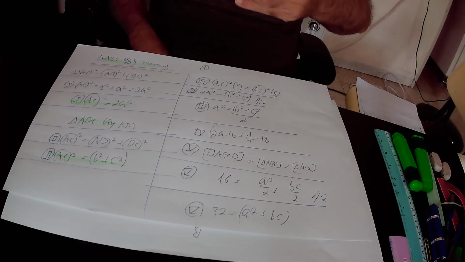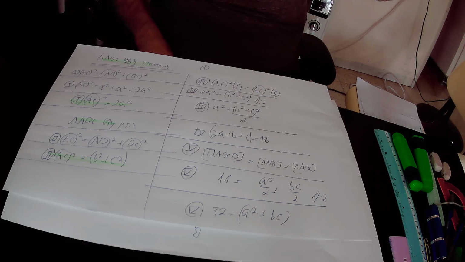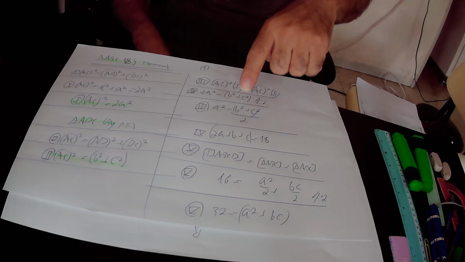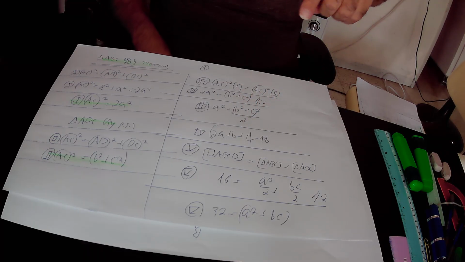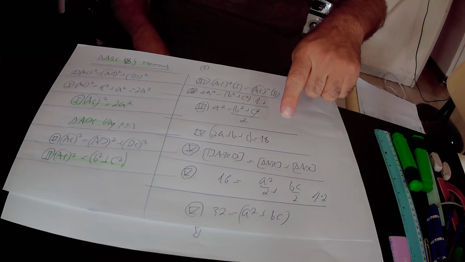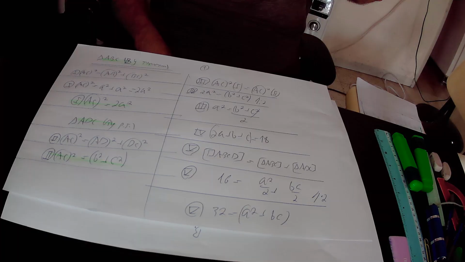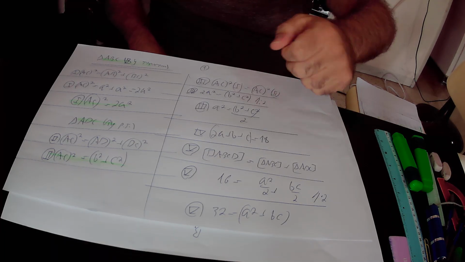So in total, according to equation 5, we have found out that 16 equals A square over 2 plus BC over 2. Here we multiply this equation 5 by 2, and find out that 16 times 2 is 32, and it equals A square over 2 times 2, which is A square, plus BC over 2 times 2, which is BC. So in total, according to equation 5, we have found out that 32 equals A square plus BC.